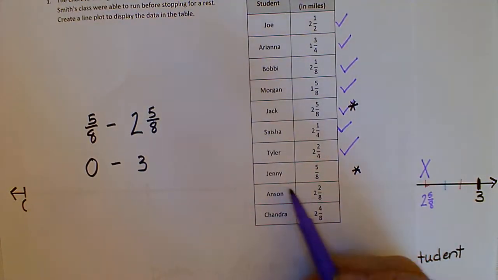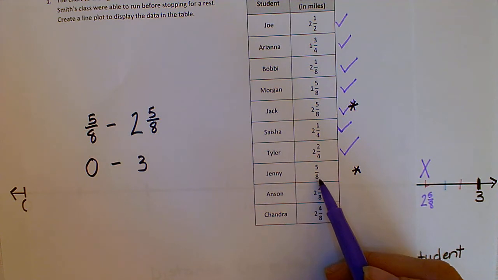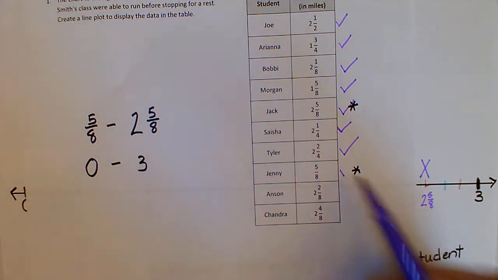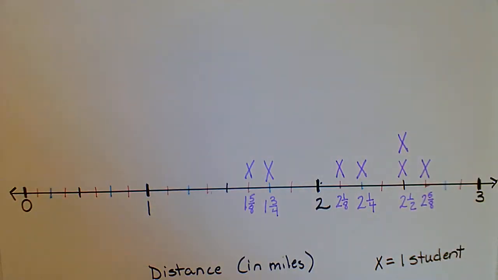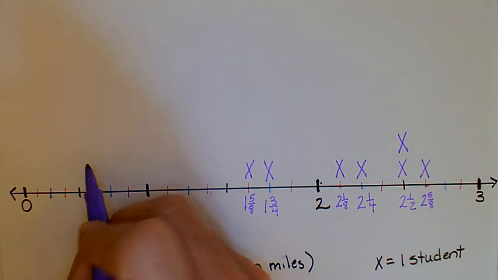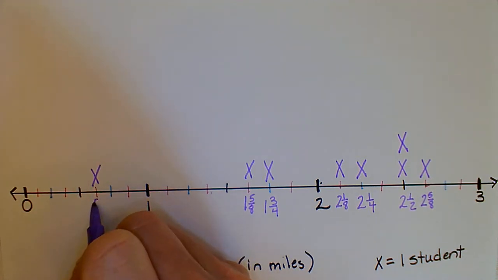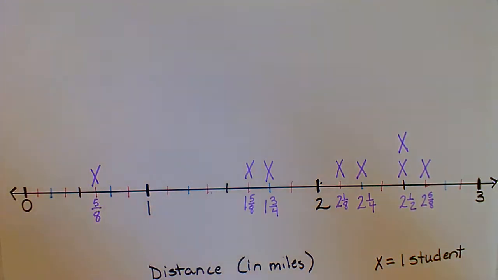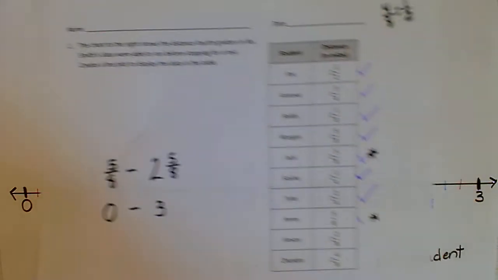All right, now we're down to Jenny. Jenny was just 5/8. She got tired pretty quickly. So let's show 5/8 on here. So we'll start at 0, 1/8, 2/8, 3/8, 4/8, 5/8. Let me give her an X. And let me write what the value is. It's 5/8. And let me go finish checking her off.